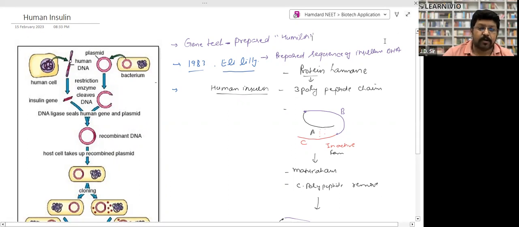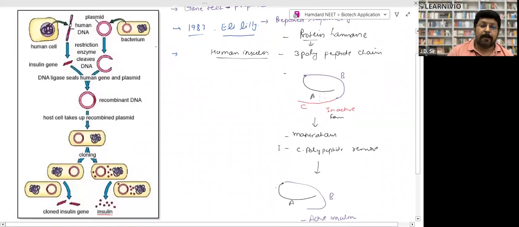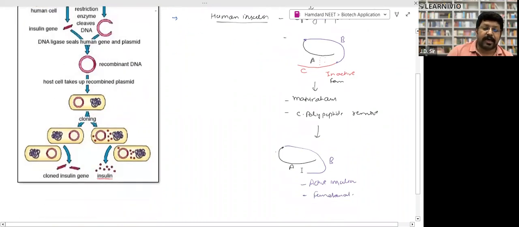Fine. So here, look, GeneTech company purchased this patent from Eli Lilly, and they started making the human insulin. The normal insulin which is produced in our body, like my body and your body, how does it work? Human insulin is made up of three polypeptide chains: A chain, B chain, and C chain. So there are three polypeptide chains in human insulin when it is produced. But this is an inactive form, right? It is not the mature form, it is the immature form. After that, maturation takes place. During the maturation process, the C polypeptide chain is removed, right? Now only A and B chains are left, and it is the active form of the human insulin.